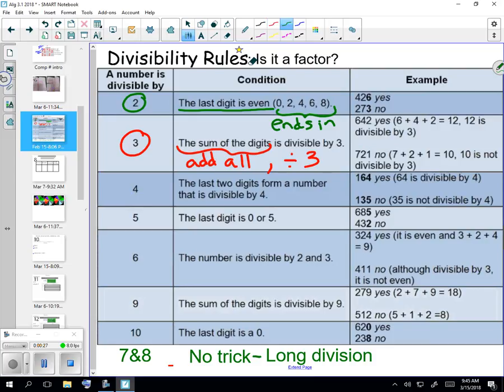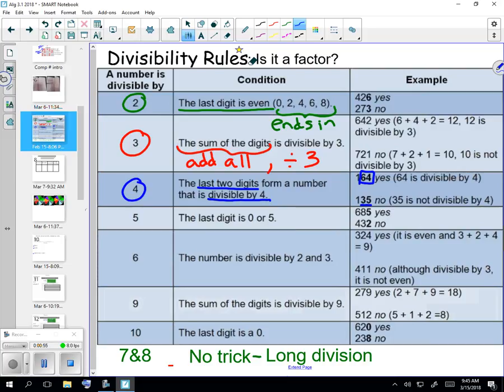We're going to look at dividing by 4. The rule says take your last 2 digits from a number and ask if it is divisible by 4. In 164, the last 2 digits are 64. Long division gives us no remainder or decimal, so yes, 4 is a factor. 135, 4 will not go in, so it's not a factor.